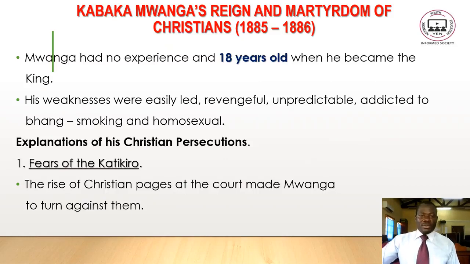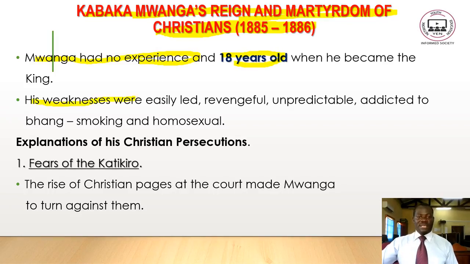Now, let us look at Kabaka Mwanga's reign of terror and the martyrdom of Christians. Remember, we mentioned Kabaka Mwanga, who also rose against a religion at some point in time. This was 1885 and 1886. Mwanga had no experience and was very young, 18 years old, when he became the king.